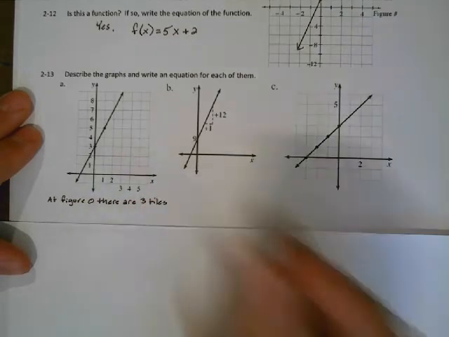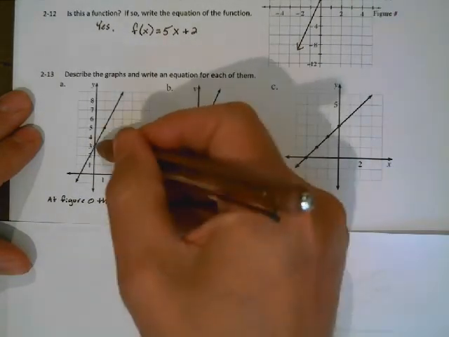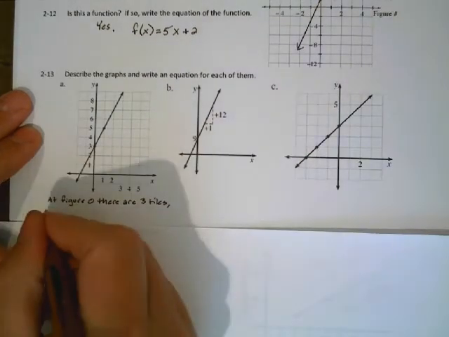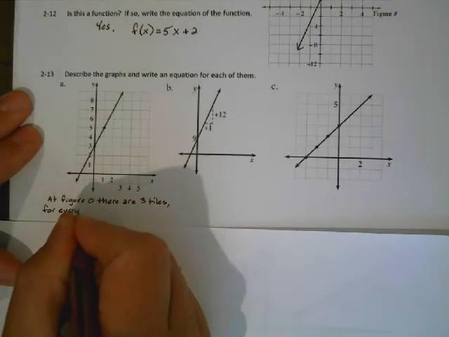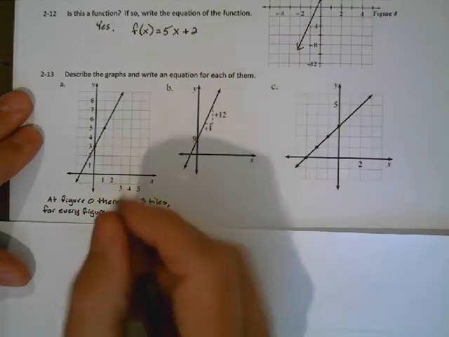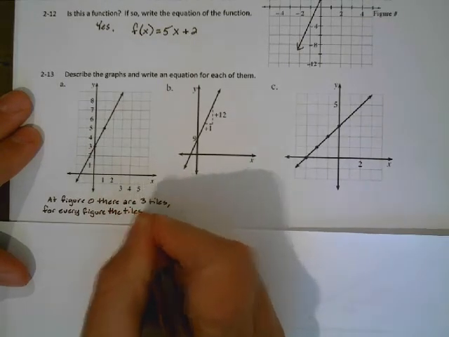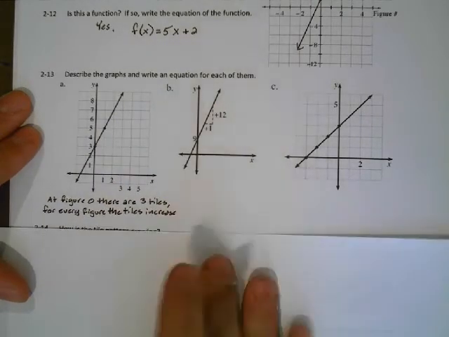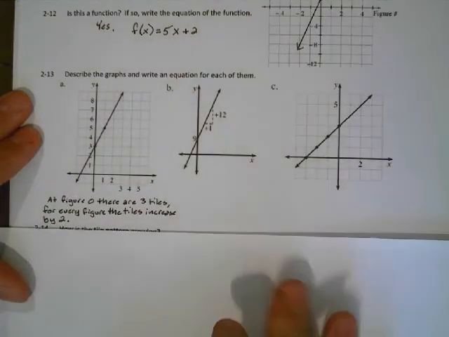And then we have to describe the growth from there. It looks when we grow one figure number, we are increasing 2 tiles here. So then we're going to say for every figure, the tiles increase by 2. Almost ran out of room there. All right, now we need to write an equation.